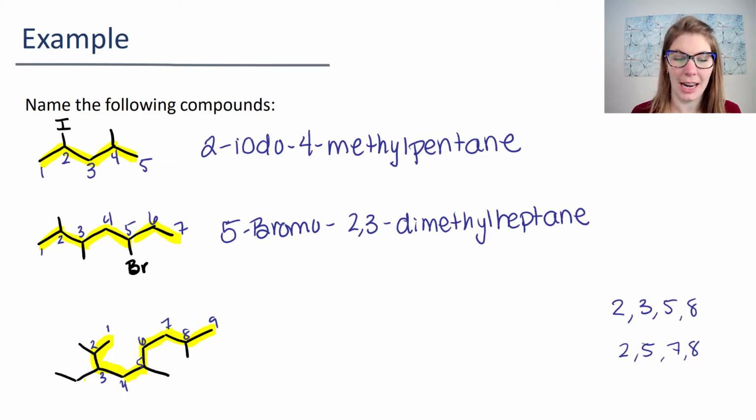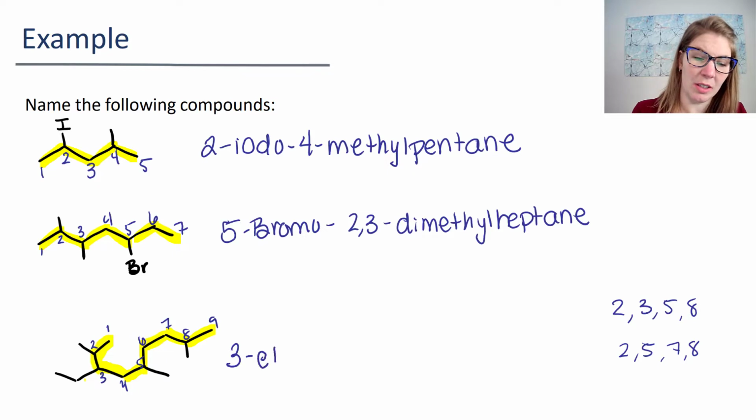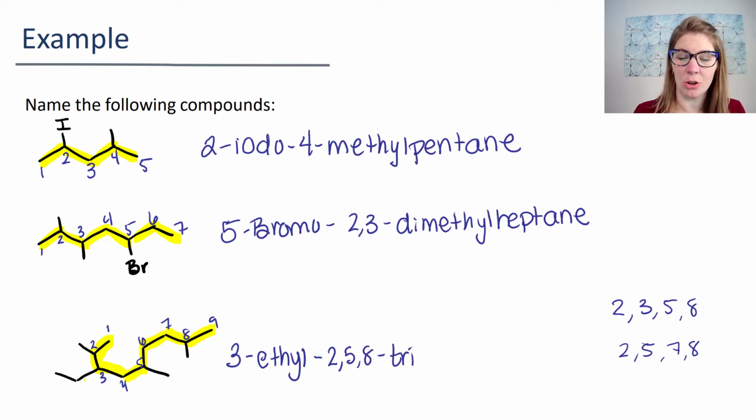Now let's assemble our name. We have 3 methyls now and 1 ethyl. And when we list our substituents, the substituents are listed in alphabetical order. So the ethyl comes first. Now I have 3 methyls, so I have to list a locant for each of them, 2, 5, and 8. I have to say there's 3 by saying tri. I have to say there's methyl. And then we end with nonane.